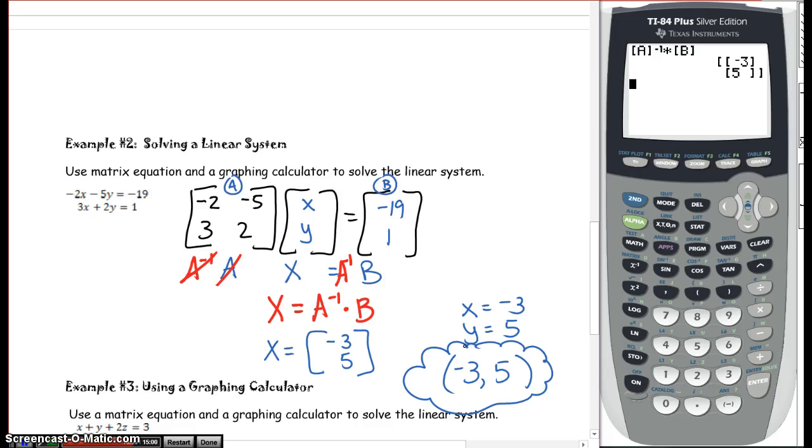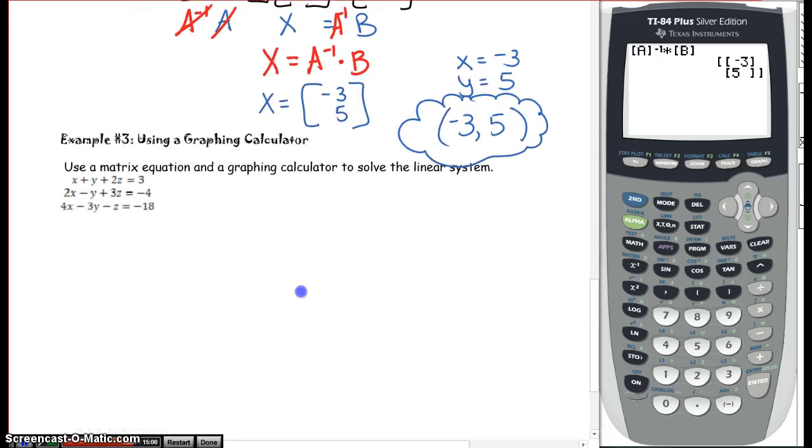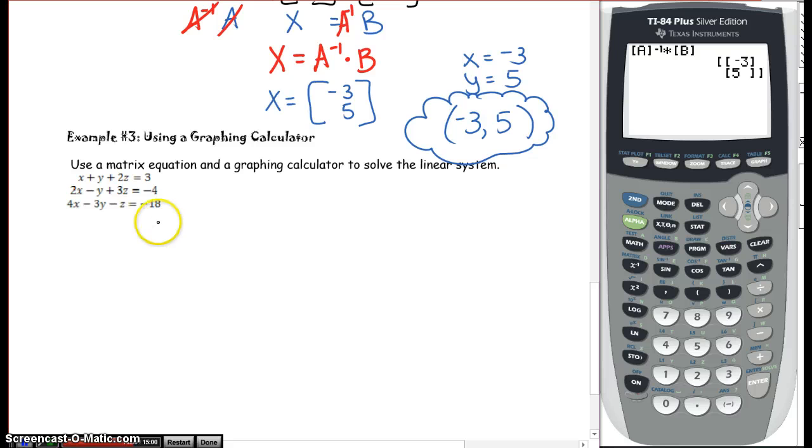Great job. All right, we are going to go over using a matrix equation, solving this one as well. Maybe you'll be able to figure it out on your own, but I definitely want to talk to you about this one in class. It's very similar to what we have been doing, so if you want to give it a try, that'd be awesome.